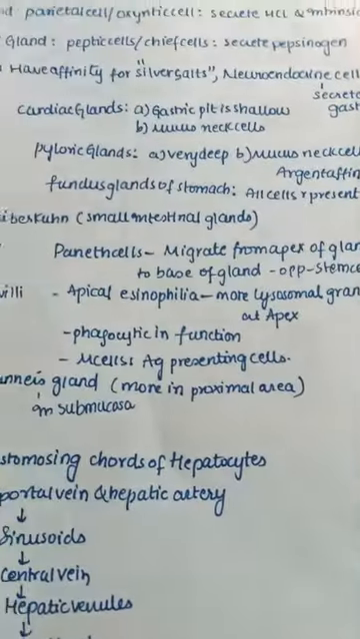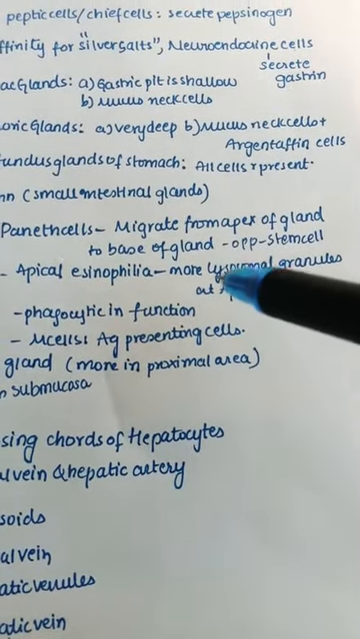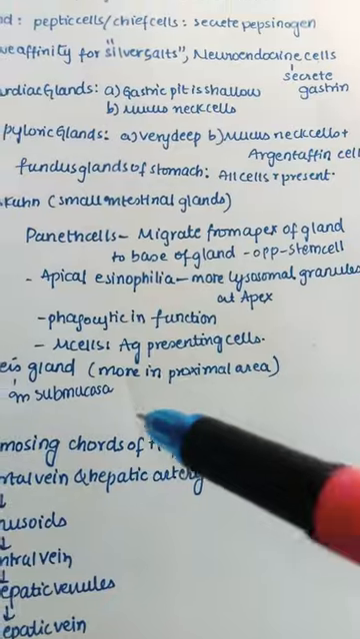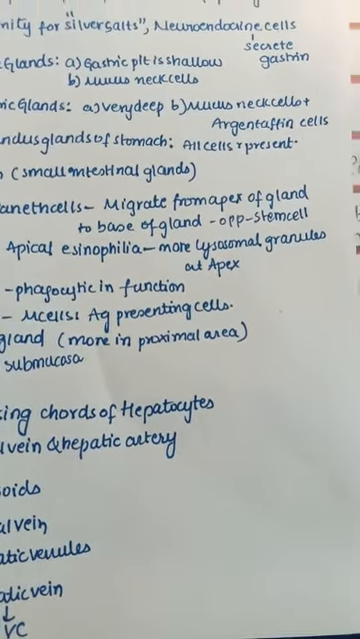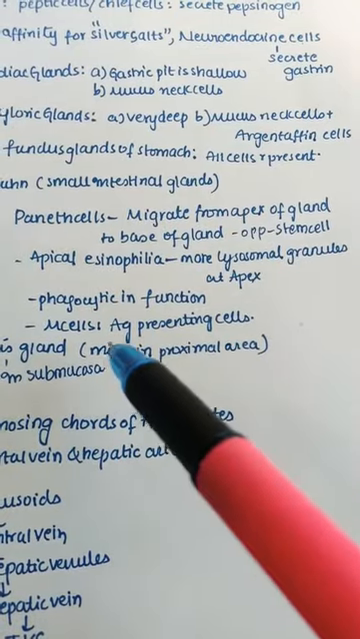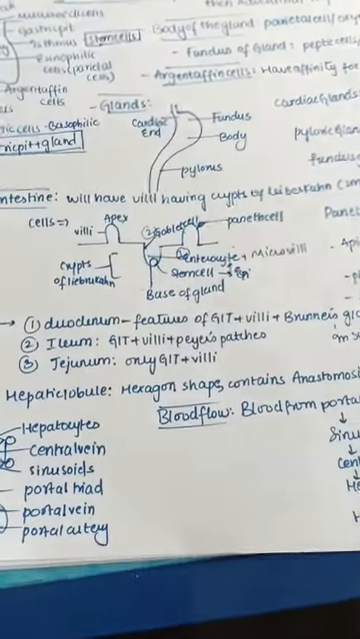So apical eosinophilia is nothing but more lysosomal granules present at the apex, and then it is known as apical eosinophilia, and this mainly has a phagocytic function, and M cells are antigen presenting cells. That is important.